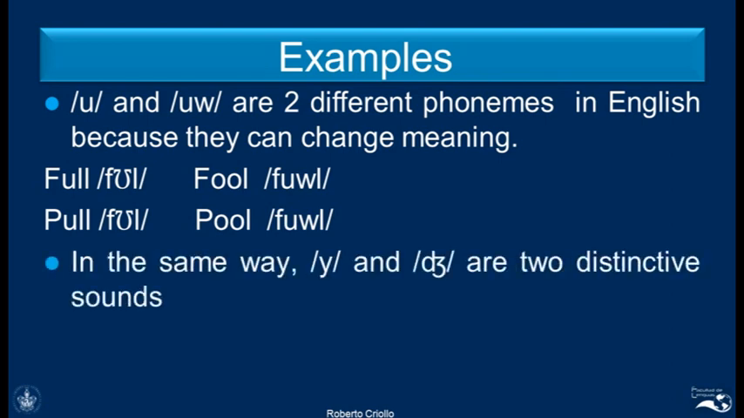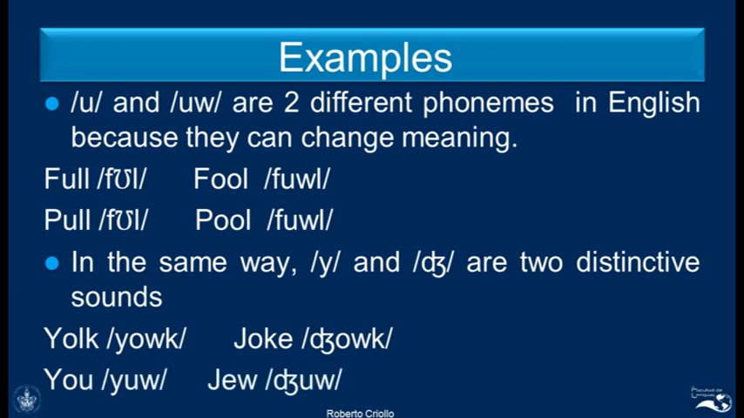Here is another example. These, again, are two distinctive sounds in English. For example, if you pronounce yolk, we are talking about the yellow part of an egg. And if you say joke, we are talking about a funny story. In the same way, if we say you, we're talking about the second person singular, and if we say Jew, we're talking about a person with a particular ethnic origin. So that is why we say that phonemes are sounds with meaning, because if we pronounce one sound instead of the other, there is a change of meaning.